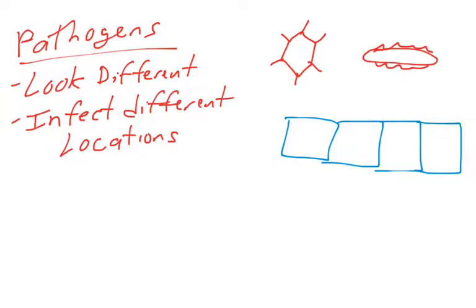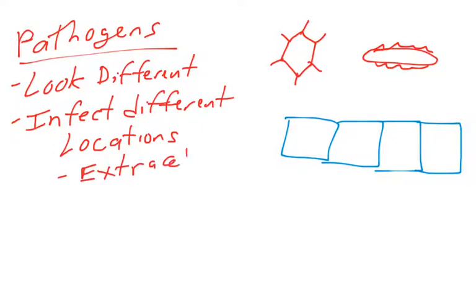So here now you see two drawings of pathogens. There's a virus and there's a bacterium. And what are those squares? Well, those are cells. Those are your human cells. And typically when I'm drawing cells in my lectures, I'm drawing them as blue squares or blue rectangles. So those are cells. Those are our cells. So where are we going to find pathogens in relation to our cells?